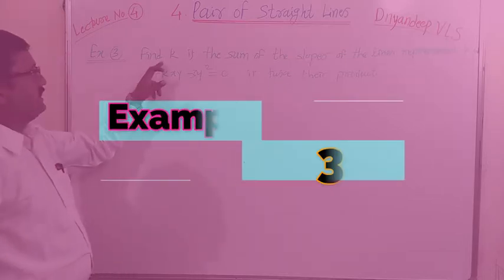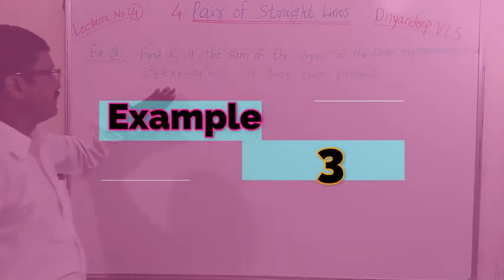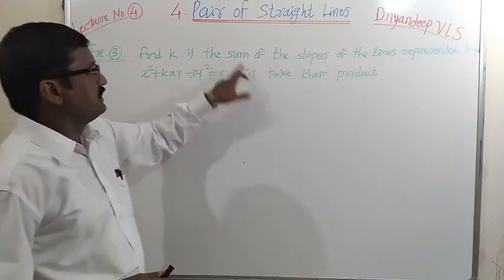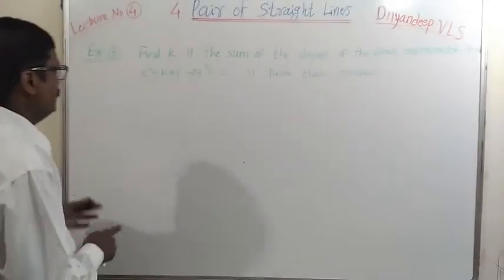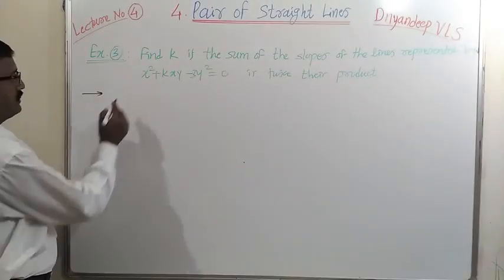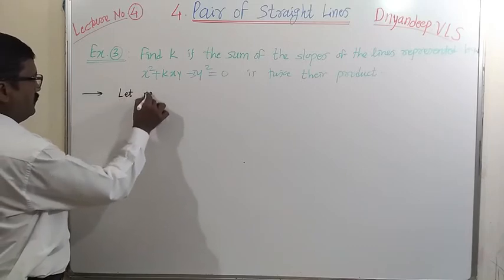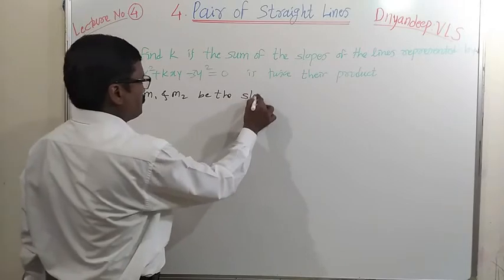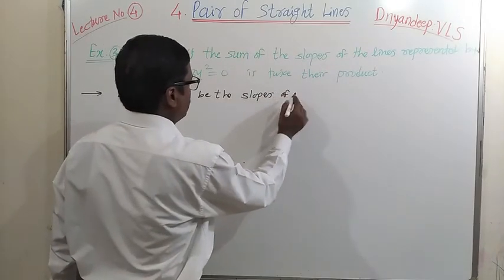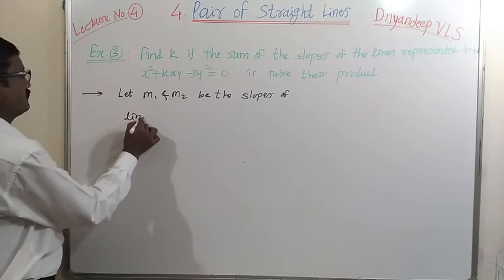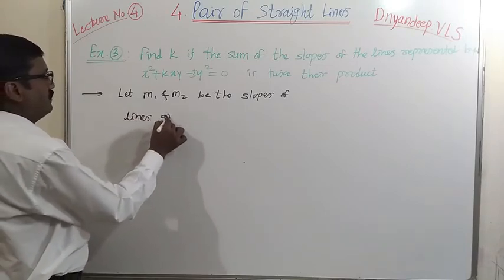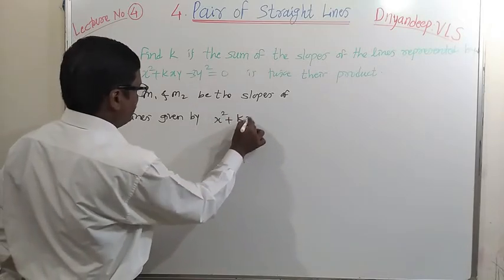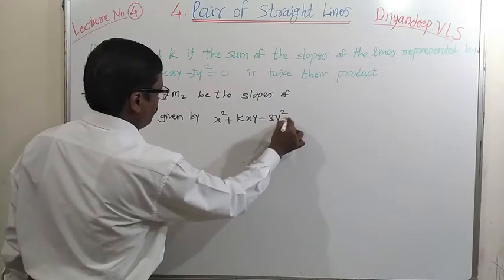In this example, find k if the sum of the slopes of the lines represented by this equation is twice their product. Means sum is twice the product. Okay, let us see the solution. Let m1 and m2 be the slopes of lines given by x square plus kxy minus 3y square equal to 0.